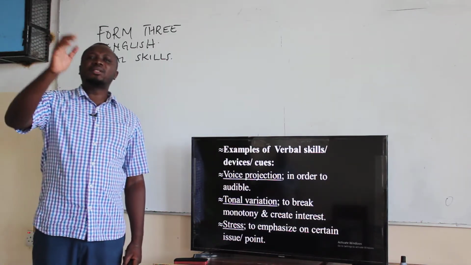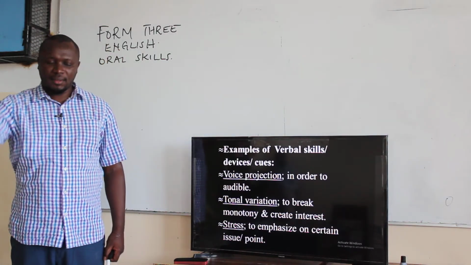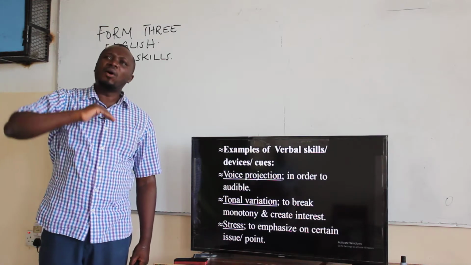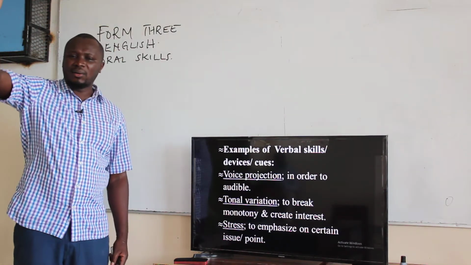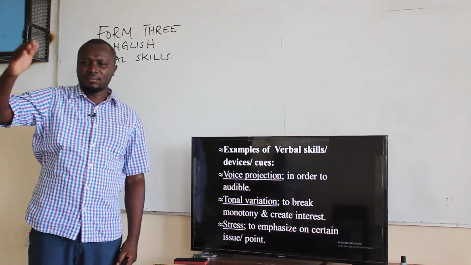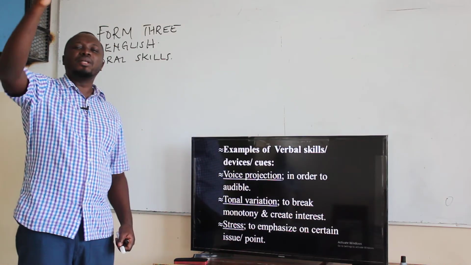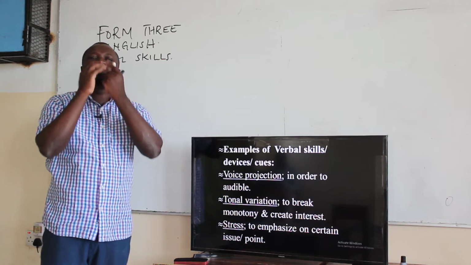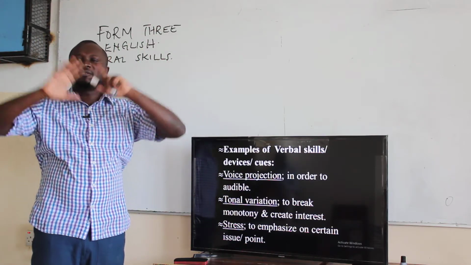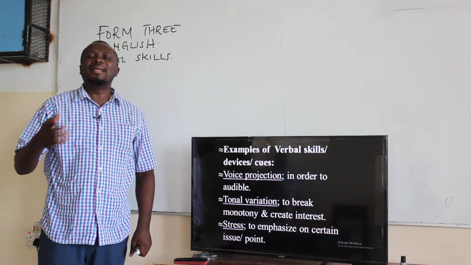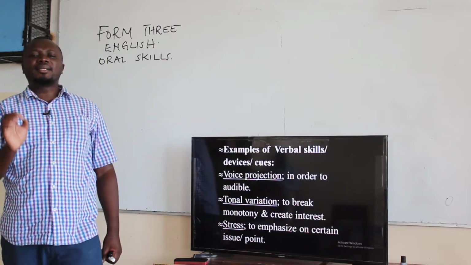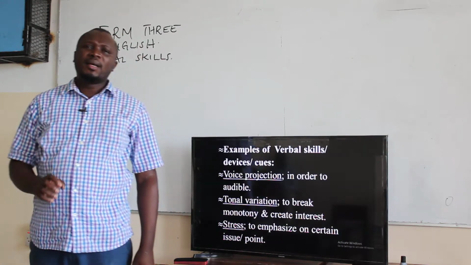One, we have what we call voice projection. Voice projection. This is how audible, how high your sound is. You can project your voice in order to be audible. Voice projection. You project your voice in order to be audible or to enhance audibility. So voice projection is one example of a verbal skill.